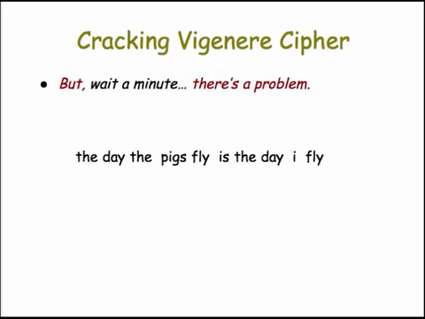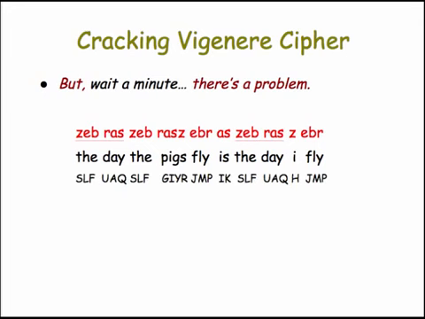Let's try Vigenere cipher on this message. And let's use the keyword zebras in plural. If you do that and you plug it into the tool, what you'll get out is the following message. And what you can notice about it is it's got some letters repeated. So SLF is repeated 3 times.